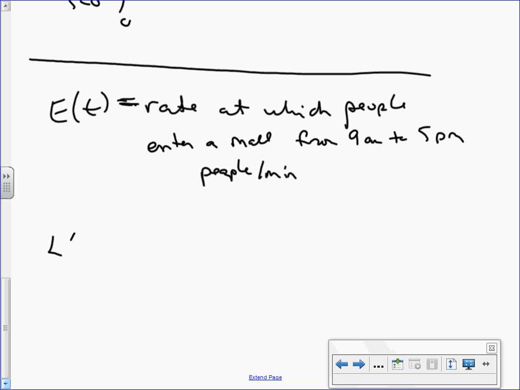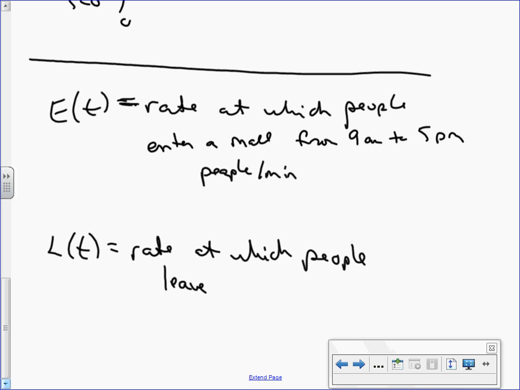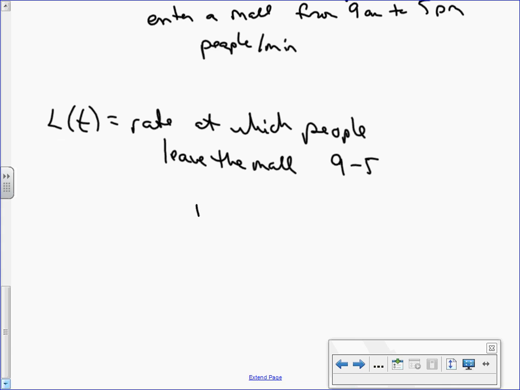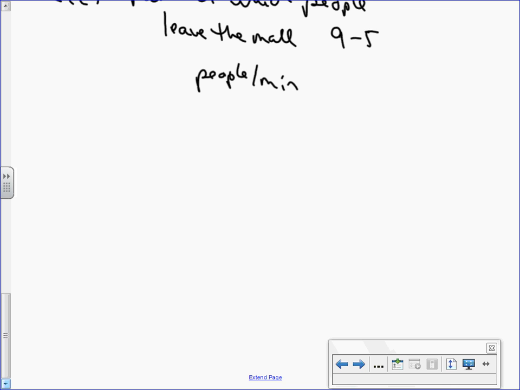Then I'm going to give you another one called L, and this one's going to be the rate at which people leave the mall, again from 9 to 5. And these units are also people per minute. So I have two functions. One tells me how fast people are coming in, and one tells me how fast people are going out.